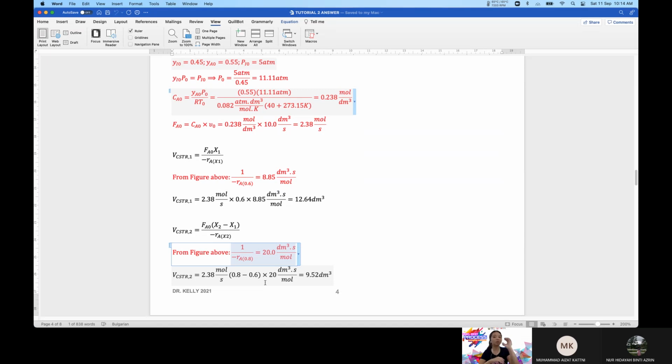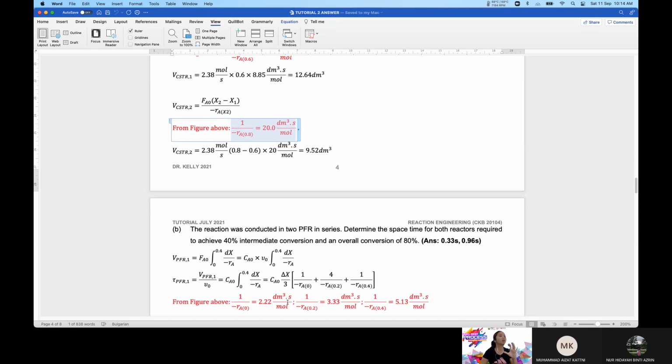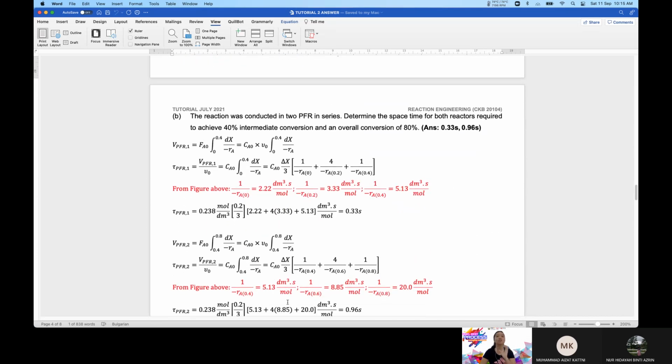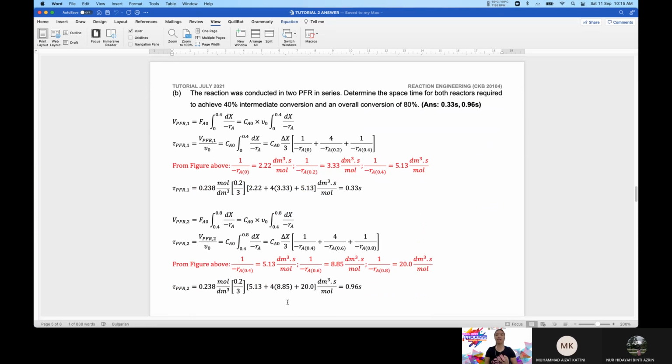Ini bukan part yang susah, bukan part design equation. Yang susah adalah sebenarnya nak cari FA naught berdasarkan information yang diberi pada kita. So you have to really understand information diberi and correlate kepada apa yang kita nak cari. Okay, so done on part A.